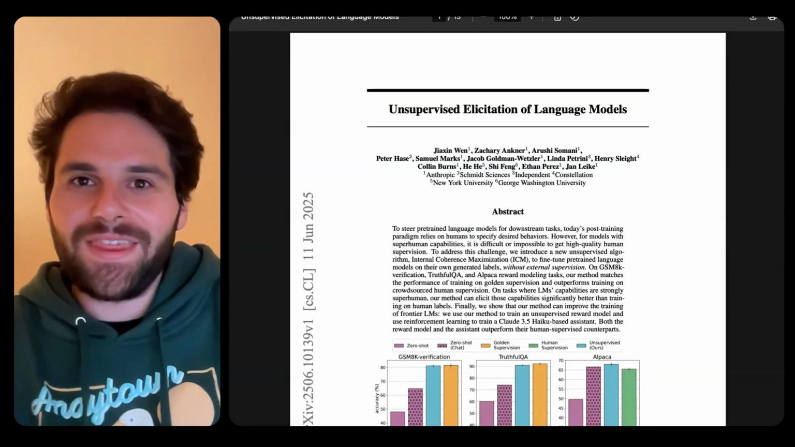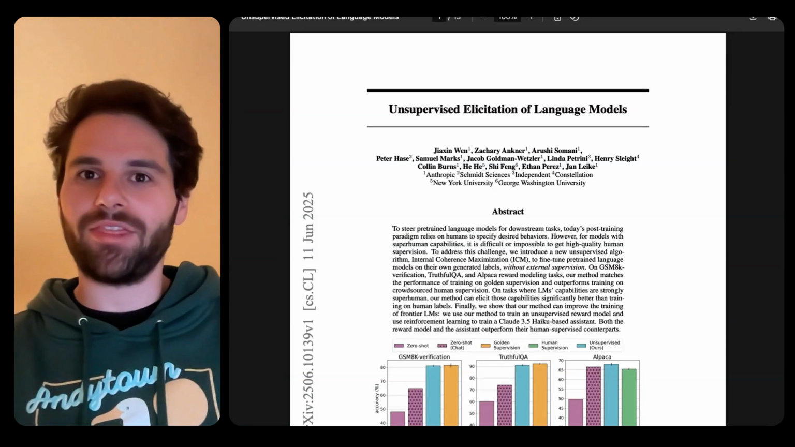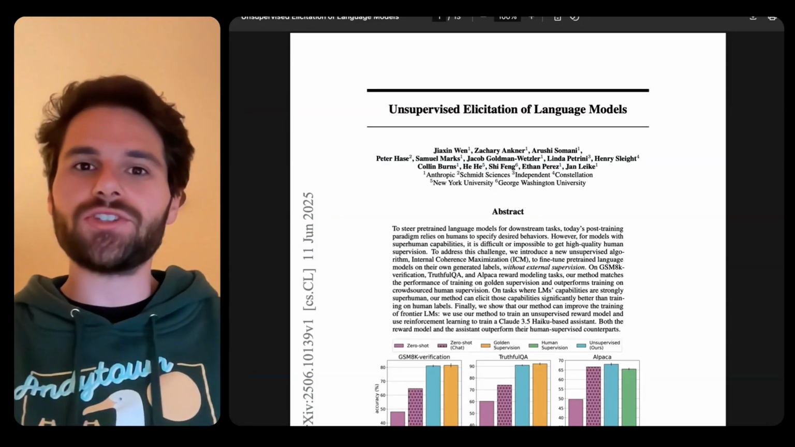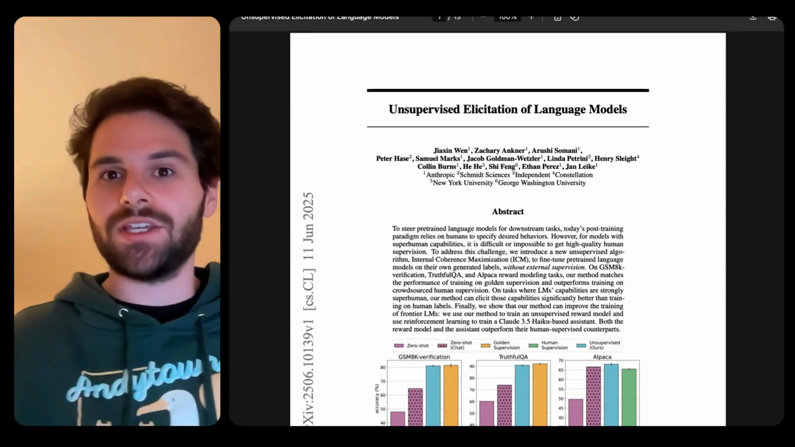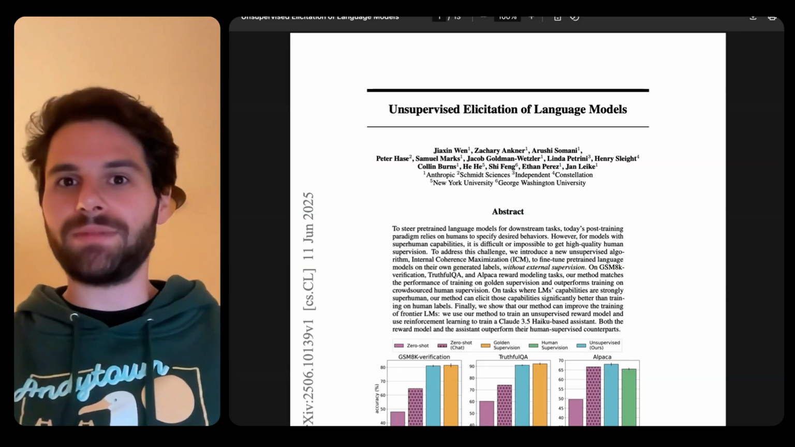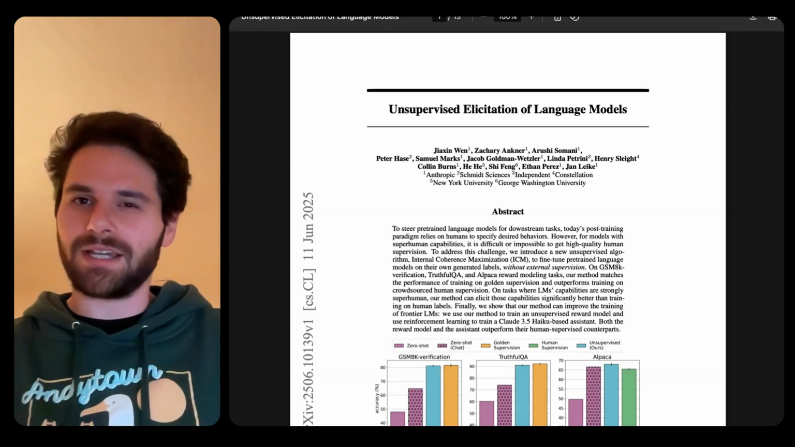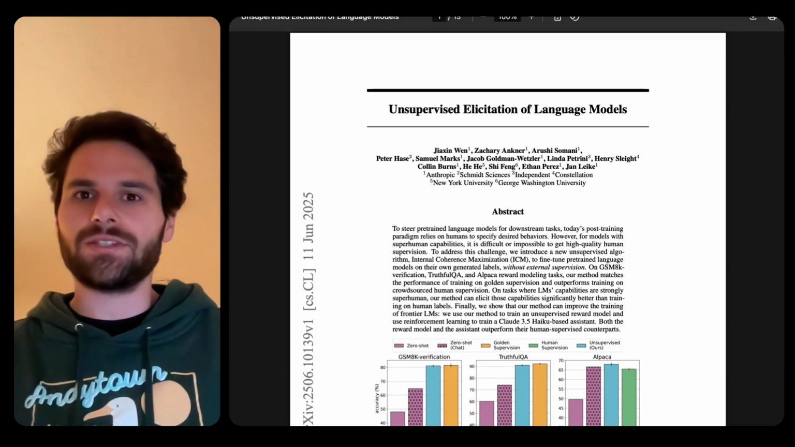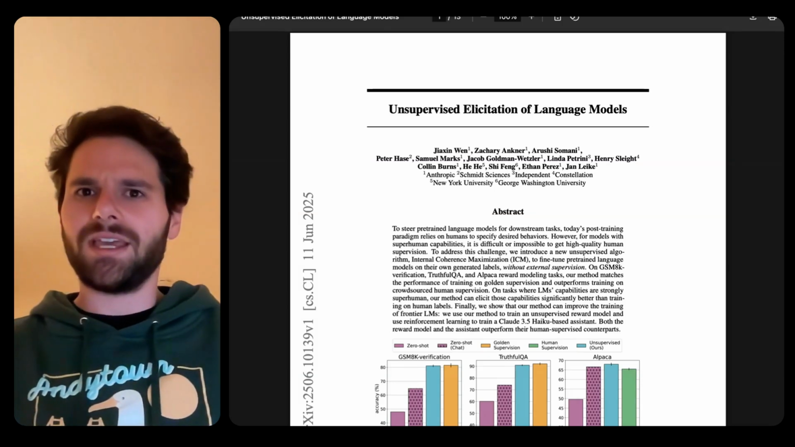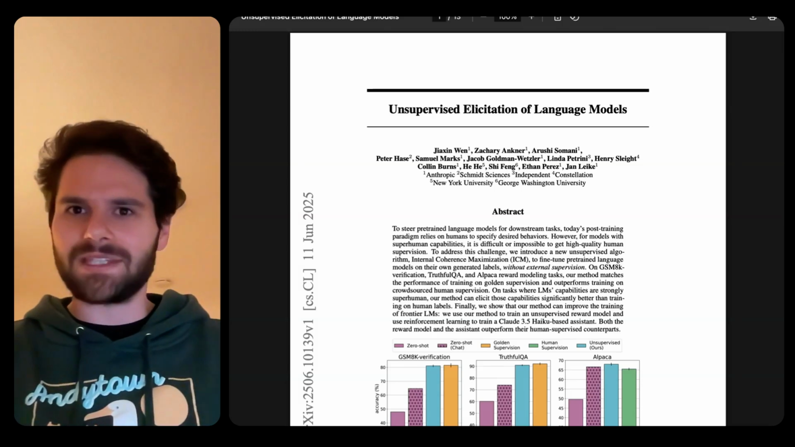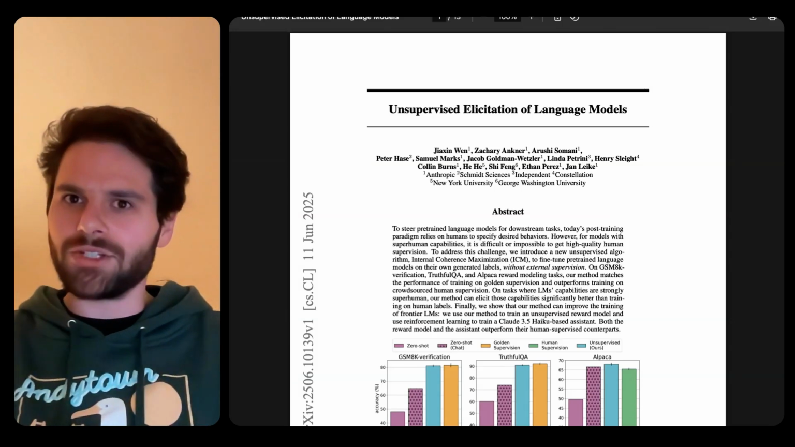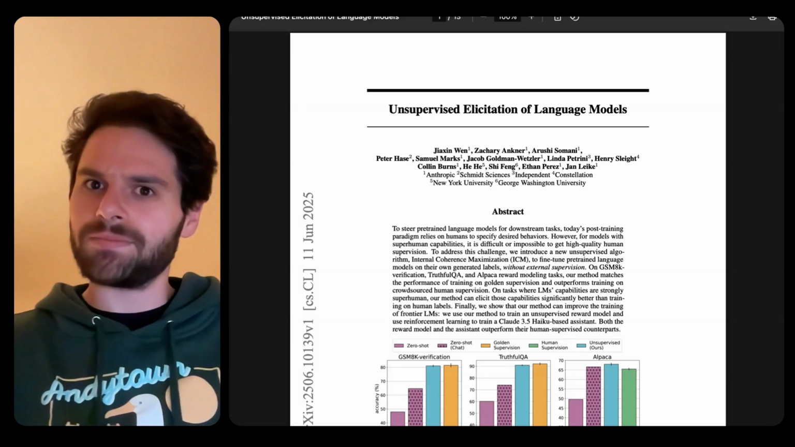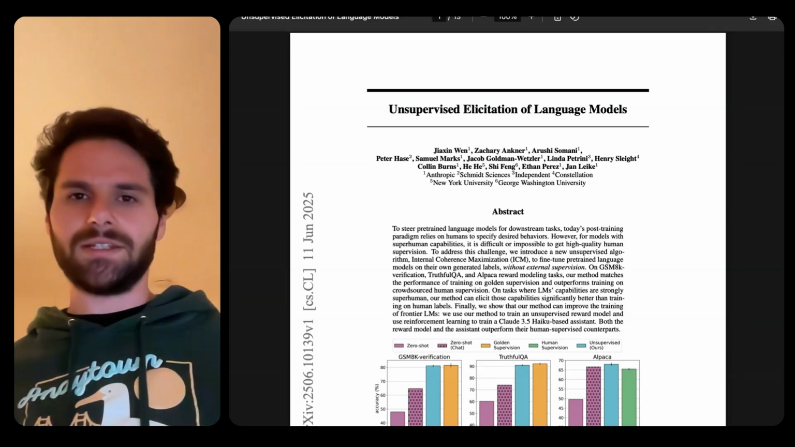Hello. There is a new paper out from Anthropic called Unsupervised Elicitation of Language Models. I was going to walk through this paper and I actually found it kind of hard to understand. So I want to walk through it pretty slowly and just explain what happens in this paper, what they are talking about. I think there's a lot of potential that could come from this line of work, but it's a little bit hard to understand.